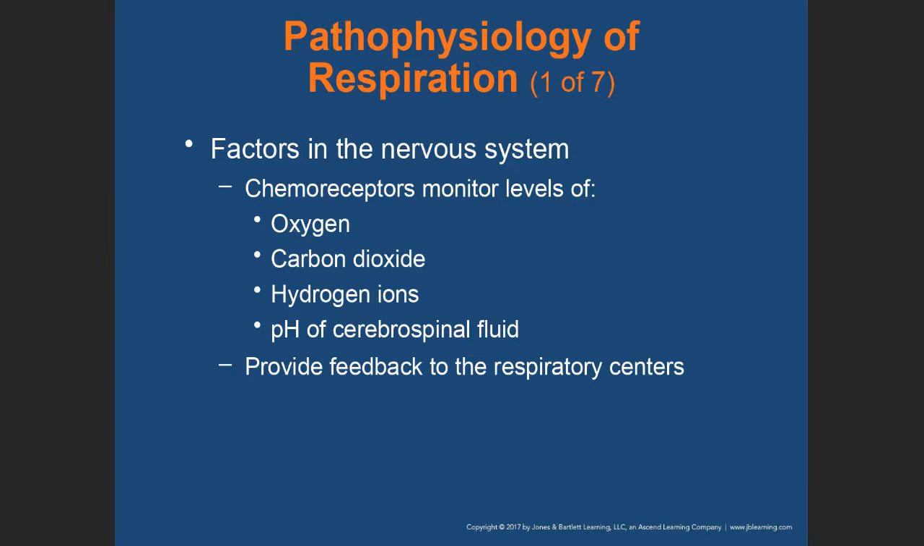So let's look at the pathophysiology of respiration. Factors in the nervous system: chemoreceptors monitor the levels of oxygen, carbon dioxide, hydrogen ions, and pH of the cerebrospinal fluid. It provides feedback to the respiratory centers.